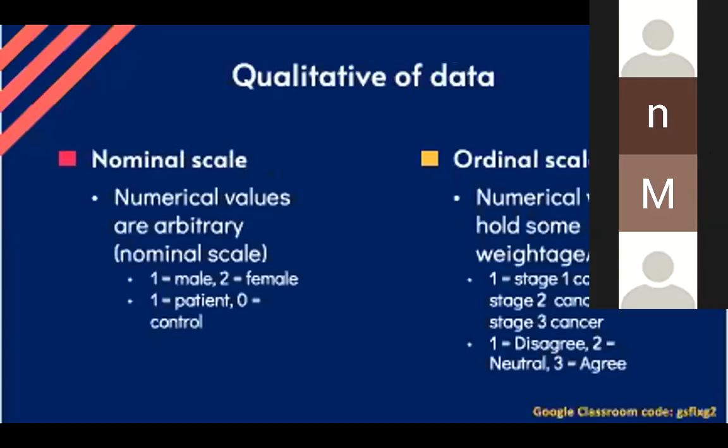Okay, so next for qualitative data, two main groups are nominal and ordinal data. So nominal scale is basically when you want to present your data into code. So for example, 1 for male, 2 for female, or 1 for patient, 0 for control, and so on. Ordinal scale is when your number holds some weightage or implies a rank. So for example, cancer stages. You want to put stage 1 cancer as number 1, stage 2 cancer as number 2, and stage 3 cancer you code it as 3, and so on.